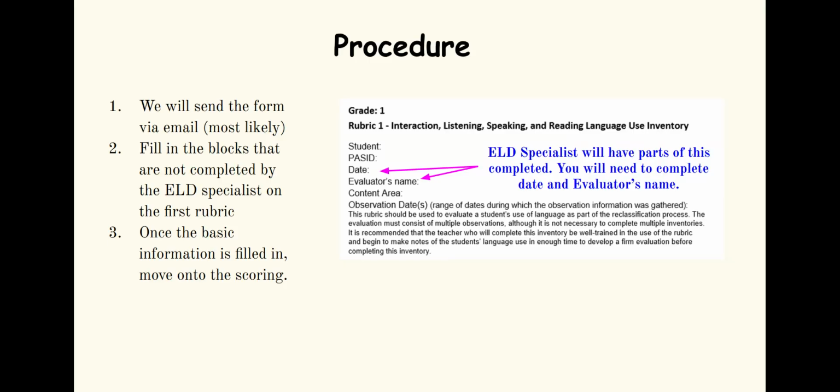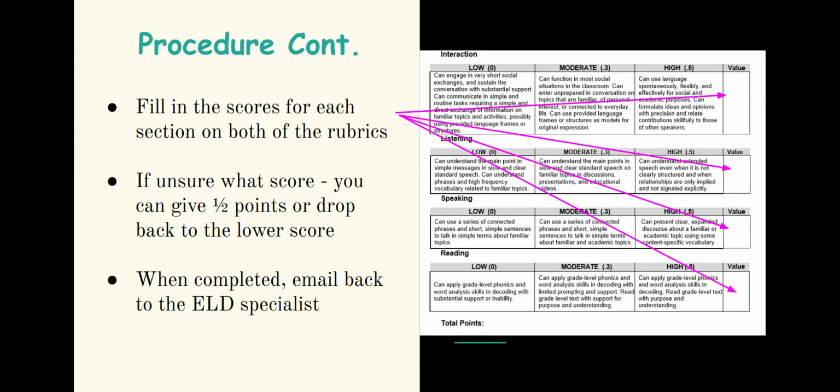Now, the procedure, like I said, we're going to send them to you via email most likely. You're going to fill in the blocks that aren't completed by us. We're going to try to fill in the name, their ID, the content area. So if you could fill in the date and the name of yourself. The blocks might be green at this point. Once the basic information is filled in, you're going to move to the scoring.